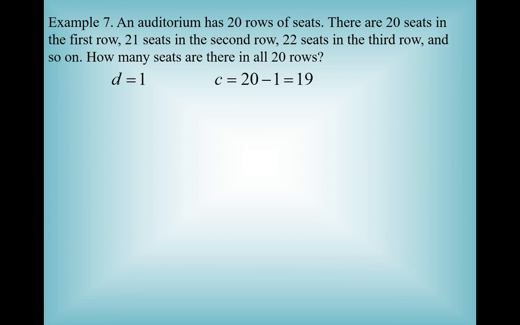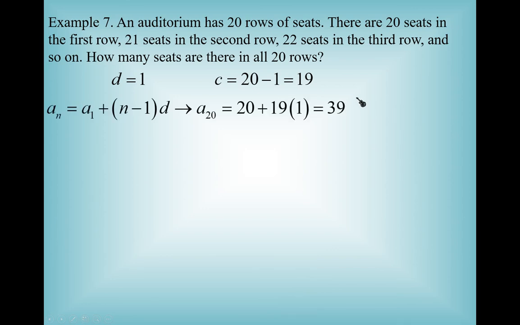An auditorium has 20 rows of seats. There are 20 seats in the first row, 21 seats in the second row, 22 seats in the third row, and so on. How many seats are there in 20 rows? So hinahanap niya yung kanyang common difference, which is equal to 1. Then n minus 1 is equal to 20 minus 1, which is 19. Substitute natin sa formula.